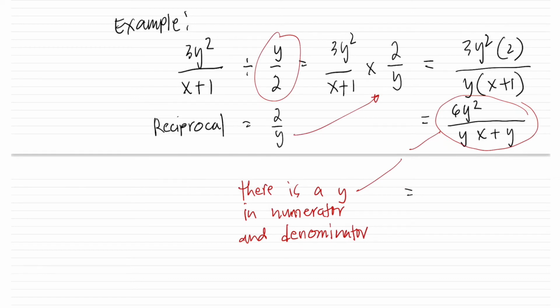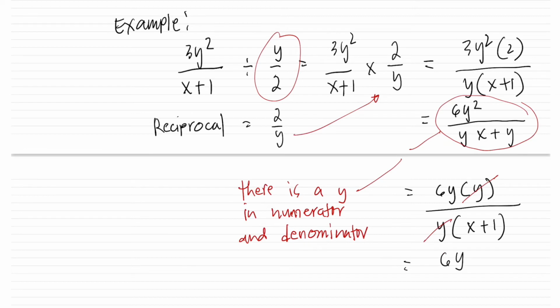So we go back to the given that we have. We have 6y times y, correct? And then we have y times x plus 1. Now notice we can find a common factor, which is y. So therefore our final answer would be 6y over x plus 1. This is our final answer.